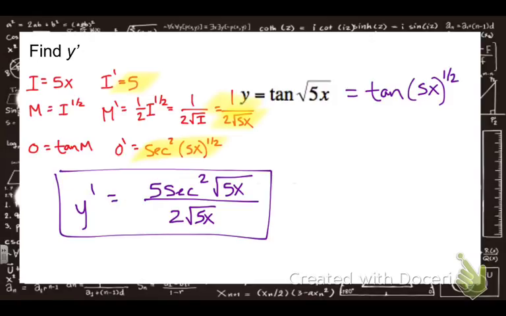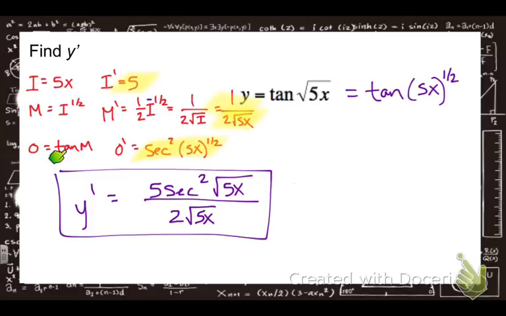Alright, for this first one, I rewrote it like this. I said this is tangent of 5x to the 1/2. The inside function would be 5x, the middle function would be u to the 1/2, and the outside function would be tangent of the middle. The derivative of 5x was 5, the derivative of u to the 1/2 was 1/2 u to the negative 1/2. Sorry, I didn't write it, but I did it. That should be a negative 1/2. So that's 1 over 2 radical u. Replace the u with what it equaled, so that's 1 over 2 radical 5x.